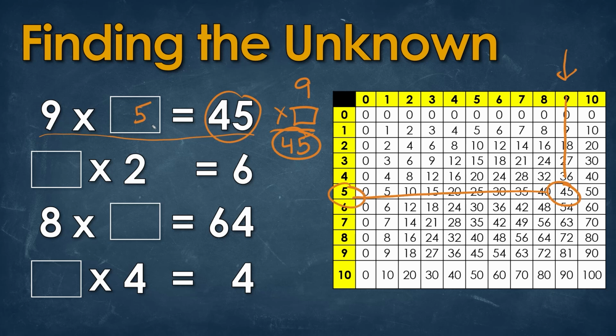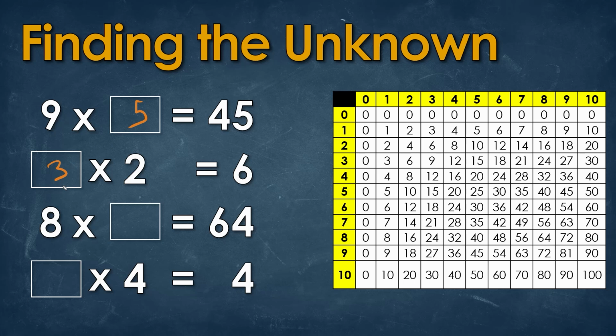Okay, now let's try another example. So we have something times 2 equals 6. So we have a 2. We know we're going to multiply with a 2. So we can look at the 2 here. And the answer comes out to 6. So if we work our way down, we find 6 here. We work our way back, and it is 3. So we know that 3 sits here.